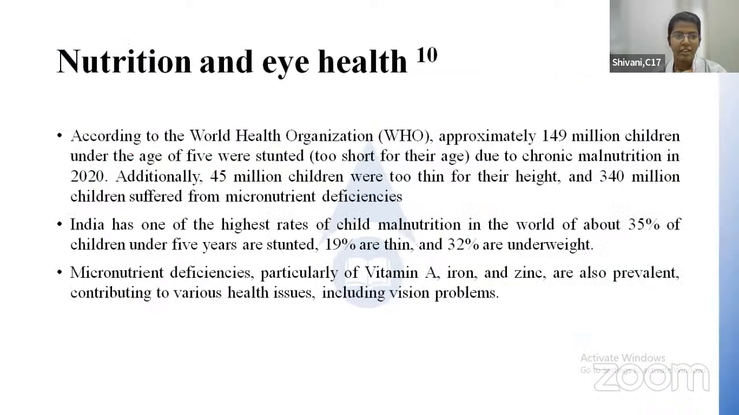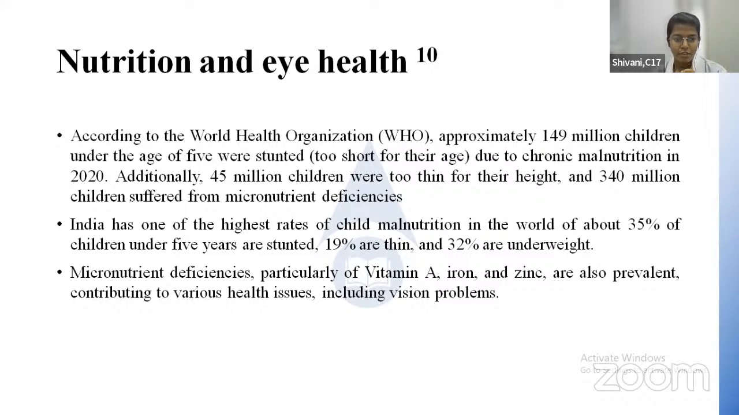Nutrition and eye health. According to the World Health Organization (WHO), approximately 149 million children under the age of 5 were stunted, too short for their age, due to chronic malnutrition in 2020. Additionally, 45 million children were too thin for their height, and 340 million children suffered from micronutrient deficiencies.